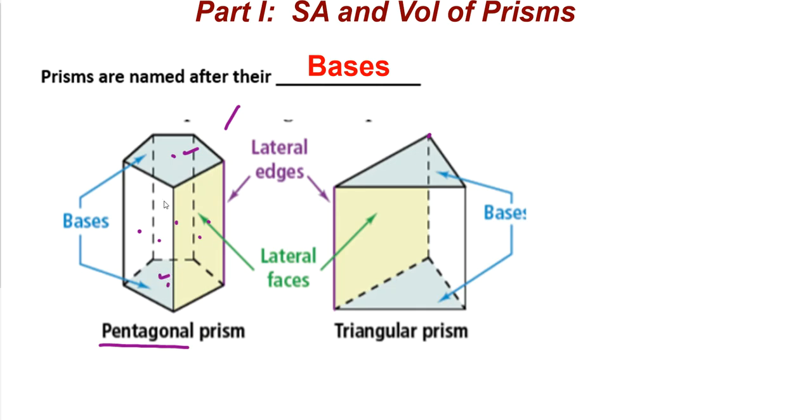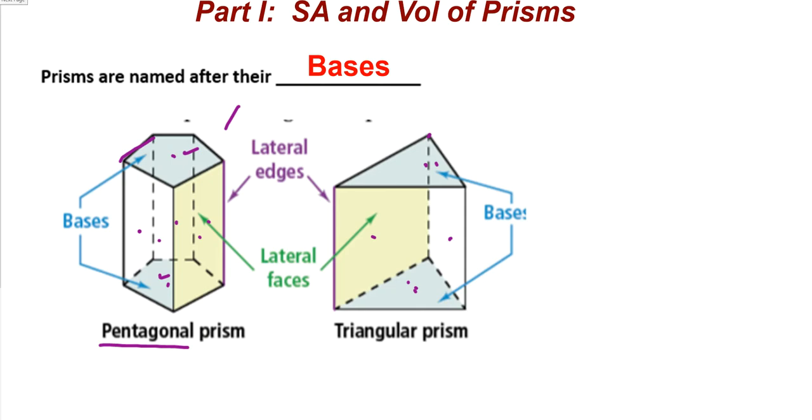We have our lateral edges, basically the edge to the lateral face. We have our base edges up here, so this is like a base edge right here. Alright, here we have a triangular prism, again named after the shape of the base. These are parallel and congruent. And we have our lateral faces.